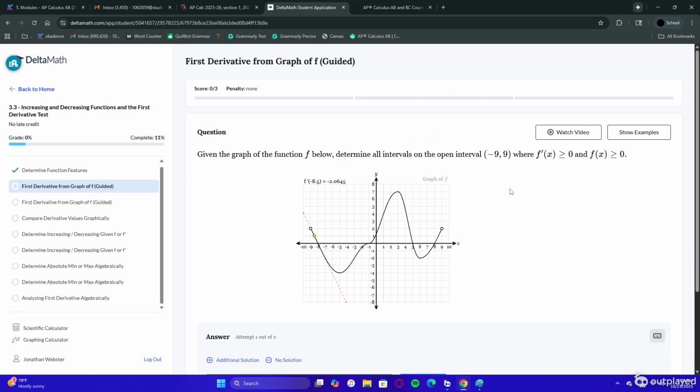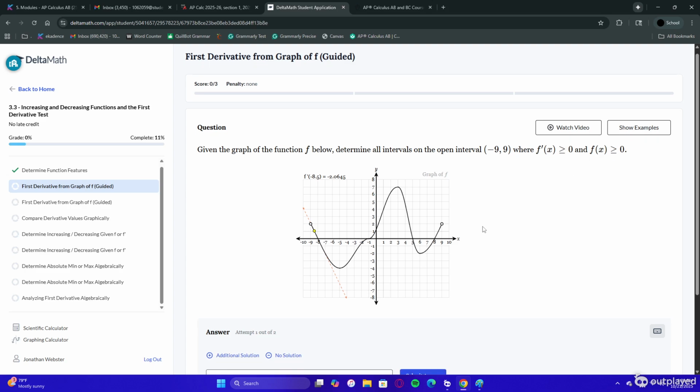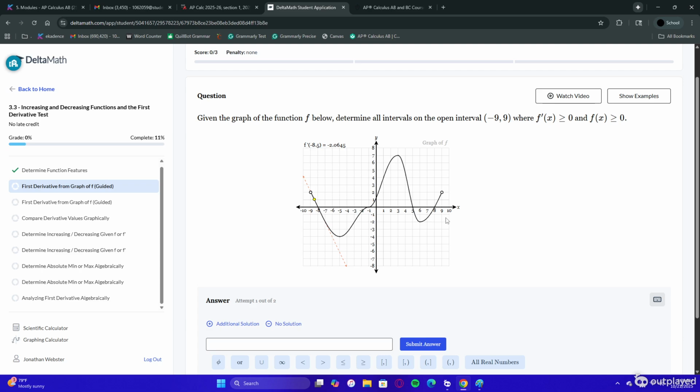Okay, so now we're going to use the first derivative from the graph of f to determine where f prime of x is greater than or equal to 0 and where f of x is greater than or equal to 0 on the interval. So this is an open interval, but remember that f prime of x is greater than or equal to 0 whenever the function is increasing, and f of x is greater than 0 whenever it's over 0. So we're looking for two things: when it's increasing and when it's over 0.